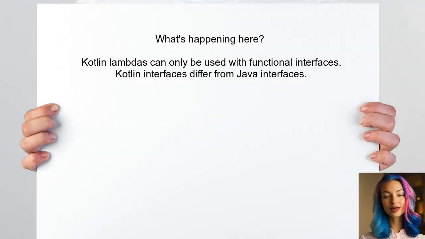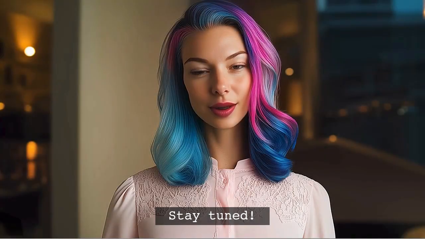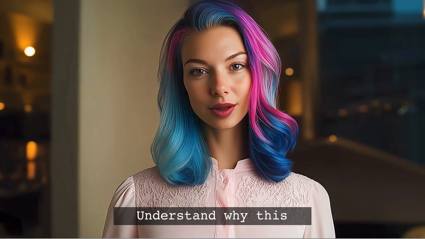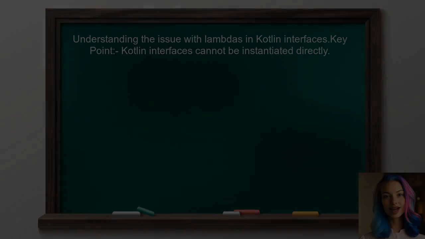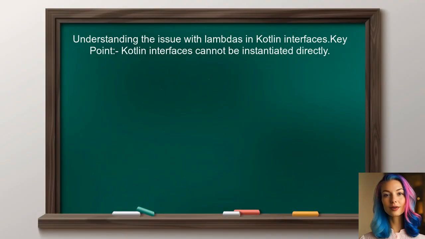So, what's happening here? In Kotlin, lambdas can only be used with functional interfaces, which are interfaces with a single abstract method. However, Kotlin interfaces are a bit different from Java interfaces, and that's where the confusion arises. Stay with me. By the end of this video, you'll not only understand why this happens, but also how to work around it effectively.